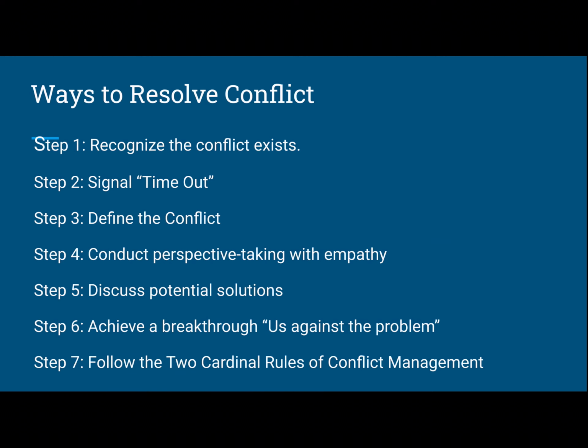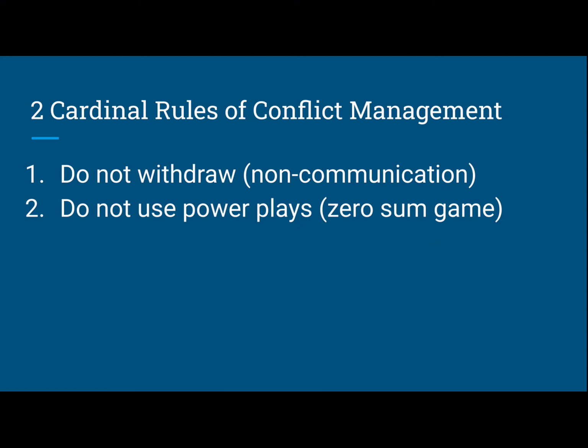And then step 7 is to follow the 2 cardinal rules of conflict management. And we're going to talk about what those 2 cardinal rules are. 2 cardinal rules of conflict management. This is a good test question. Don't ever withdraw, because that is a form of non-communication. And don't use power plays. Don't make it where you're backstabbing and you're saying really mean things. Like, it's not a game between the two of you. So don't try to pull your ace card. Don't come with receipts, anything like that. That is not going to solve the conflict. So the 2 cardinal rules of conflict management: do not withdraw, do not use power plays.